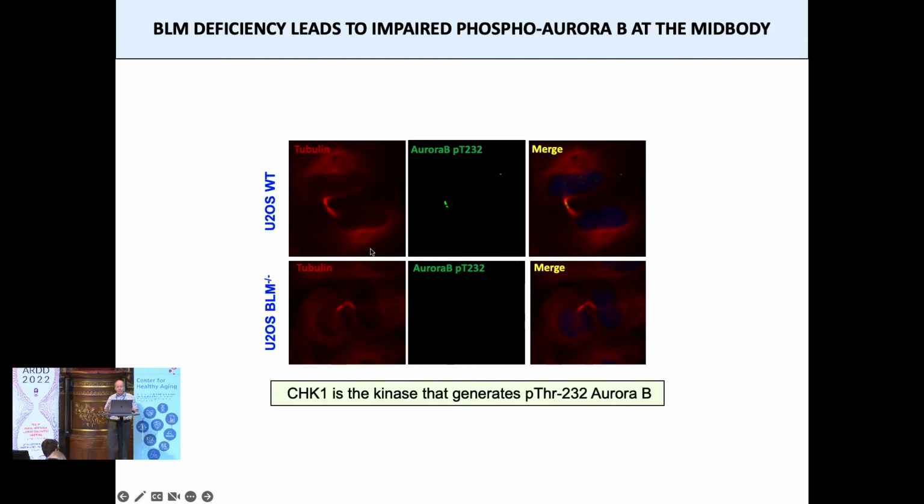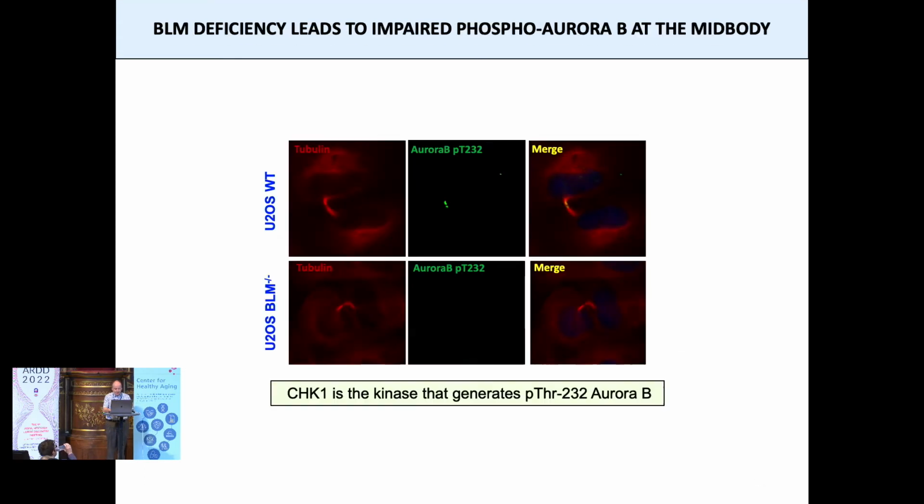And just to show one piece of data to show you that there is a clear abnormality in Bloom syndrome cells, here are some cells. This doesn't come from a Bloom's patient. This is a CRISPR knockout of it in a cancer cell line. But in wild-type human cells, you get the accumulation of phosphorylated Aurora B in the mid-body, or indeed in the mid-body arms, as they're called. But in BLM cells, that doesn't happen. You can't activate Aurora B in the same way that you can in wild-type cells.